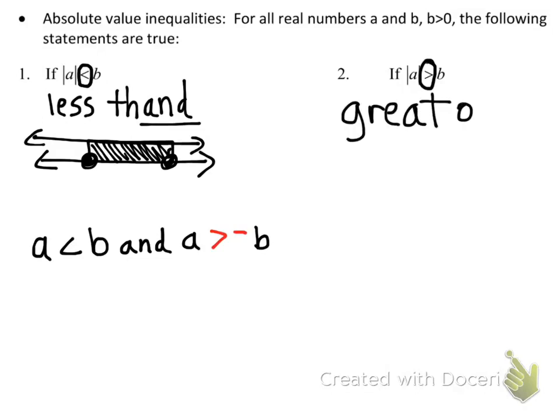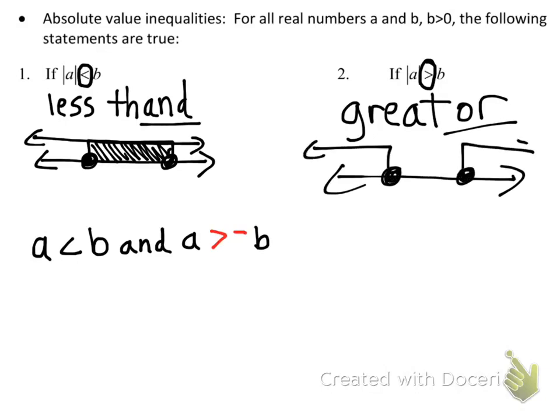If we look at the second example, the absolute value of A is greater than B, and we said it's greater, so that's like an or problem. And the graph of an or problem generally looks like this, where we do not look for an overlap. The graph goes away from each other, so there's two parts to that answer.